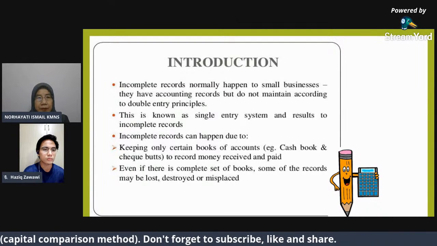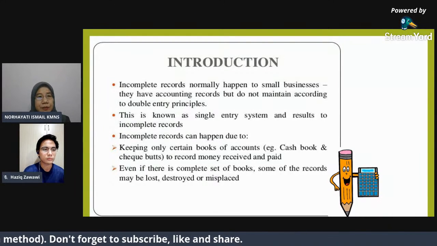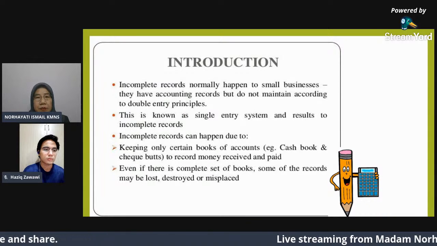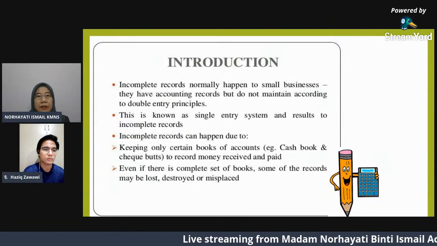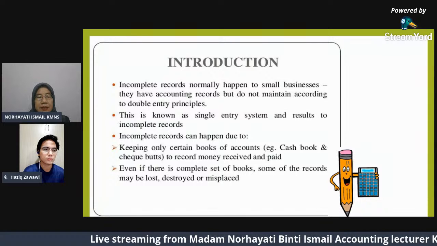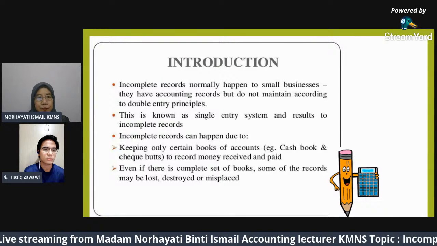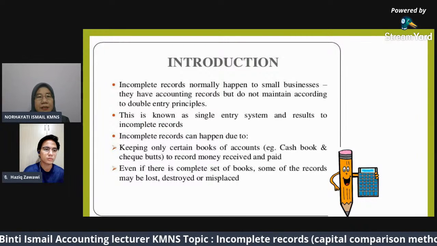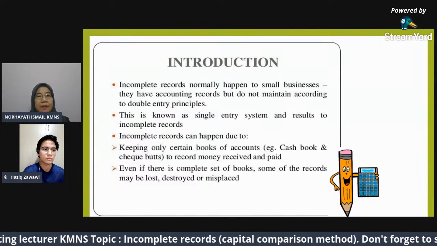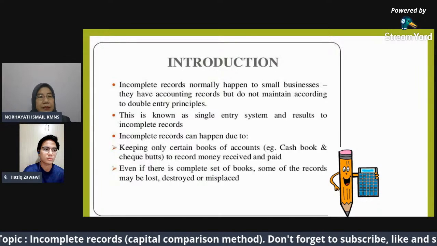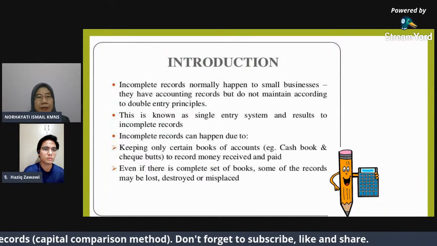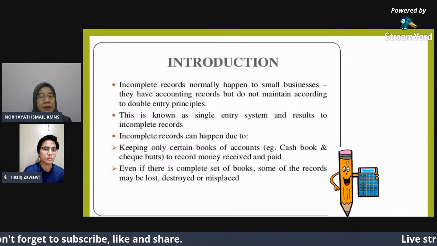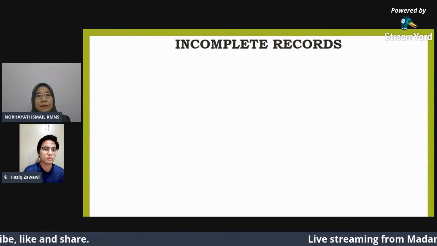So, incomplete record can happen due to, number one, keeping only certain books of account. Okay, normally the small business, they will keep only cash book and checkbook to record money received and money payment. Even if there is a complete set of books, some of the records may be lost, destroyed, or misplaced.